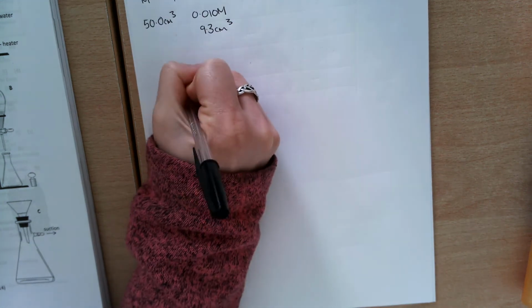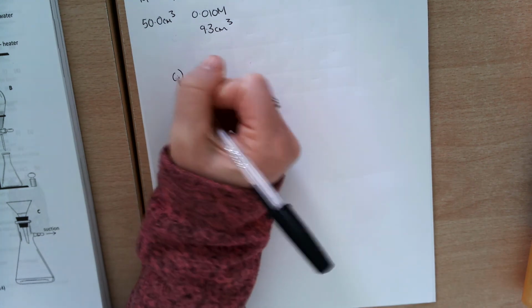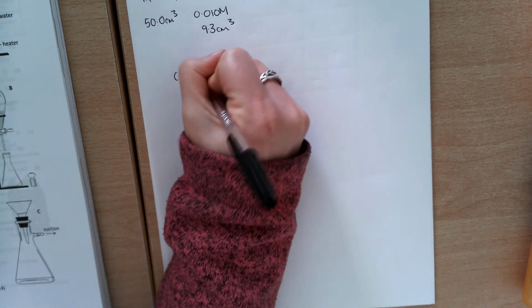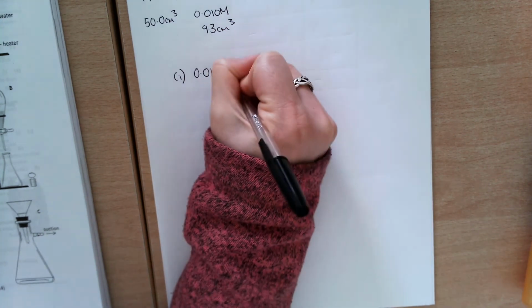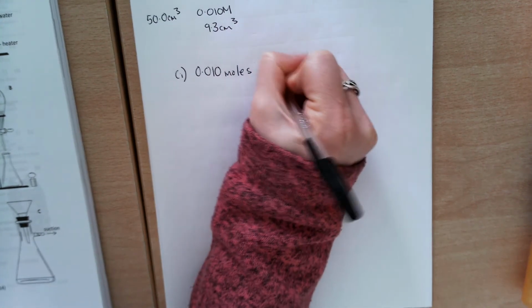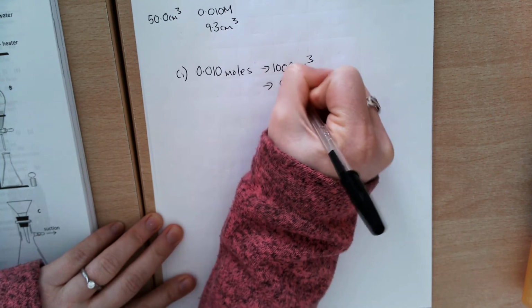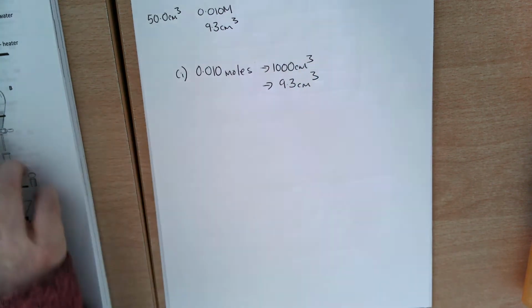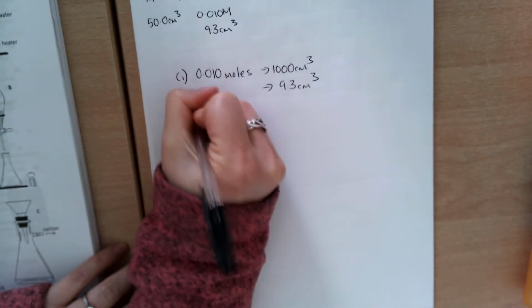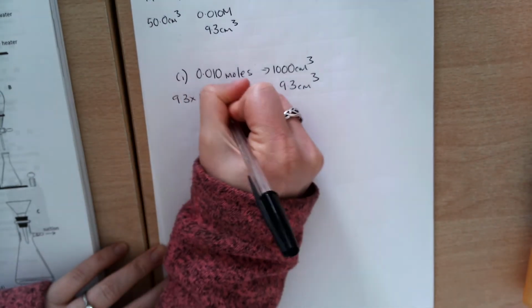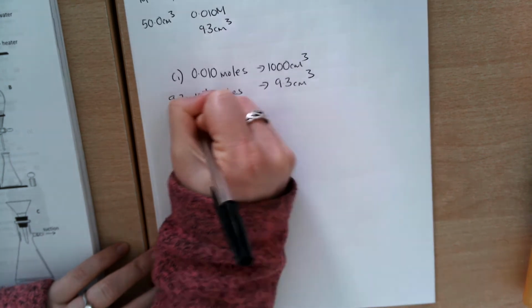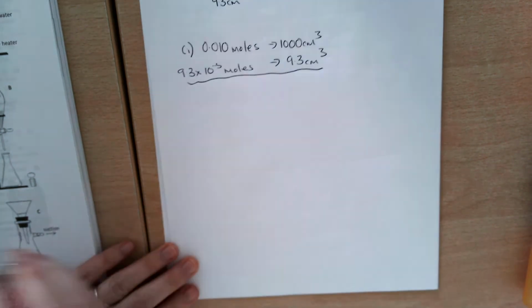So part 1, I'm asked the average number of moles of EDTA used. I have 0.01 moles in a litre, which is 1,000 centimetres cubed. My average titration result for EDTA is 9.3 centimetres cubed. So multiplying by what I know, divide by the bit left over, that gives me 9.3 by 10 to the minus 5 moles. That's my answer to part 1. Okay, that's the average moles.